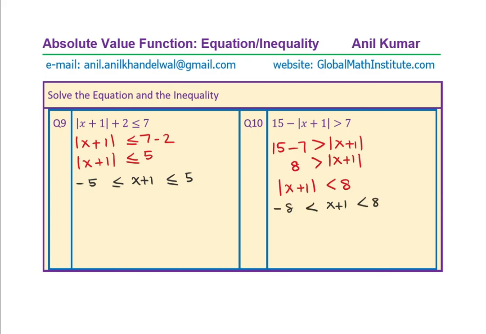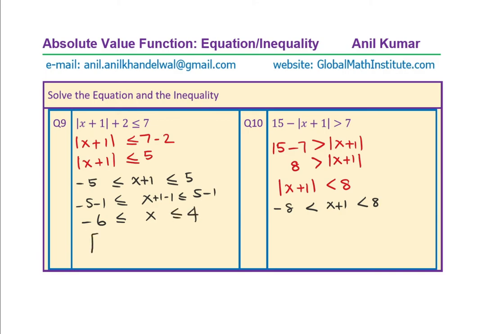So these are the steps involved. I'm kind of reviewing with you the concepts which we have learned. So now we can take away 1. As soon as we take away 1, minus 5 minus 1 is less than or equal to x plus 1 minus 1, and this is 5 minus 1. So we have minus 6 is less than or equal to x, which is less than or equal to 4.